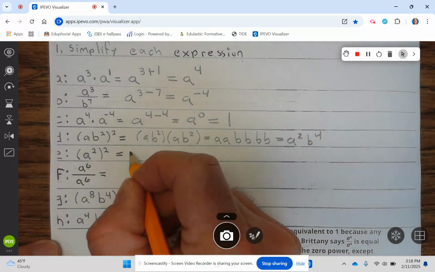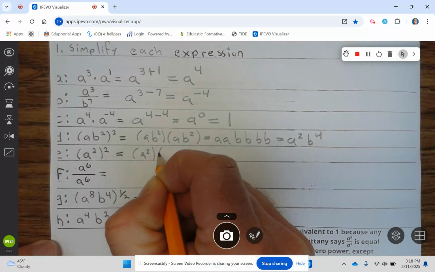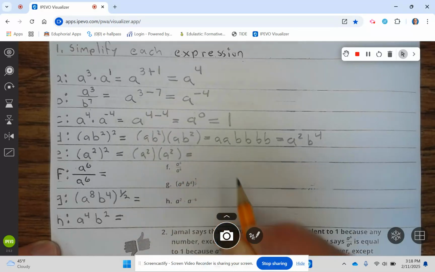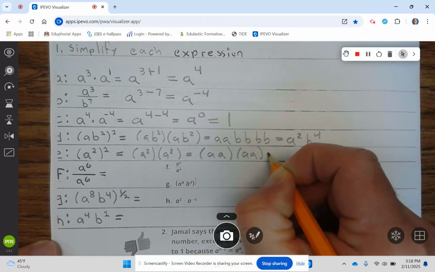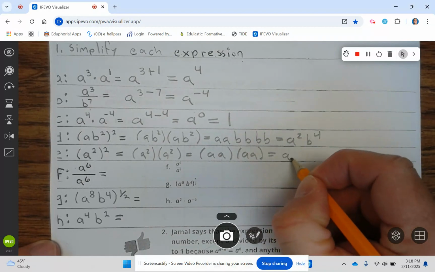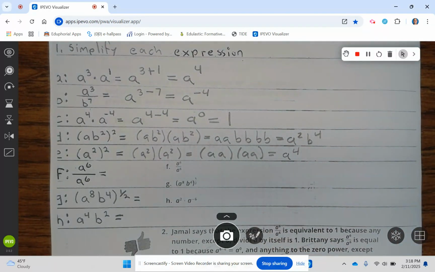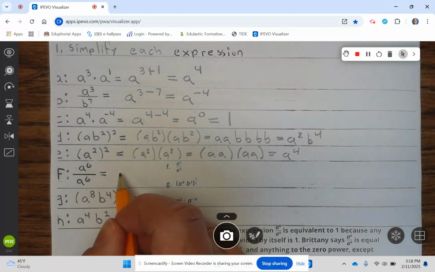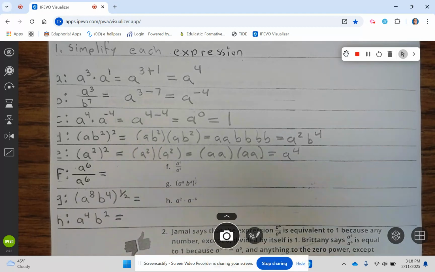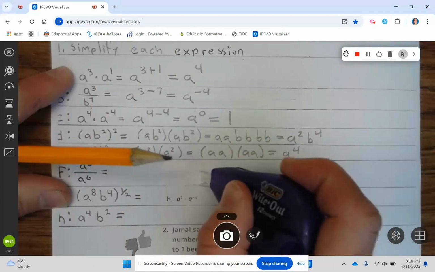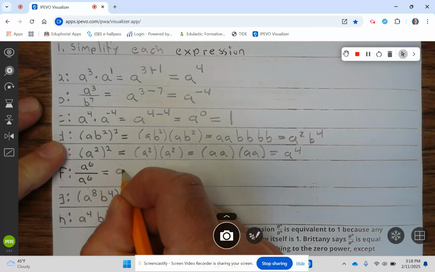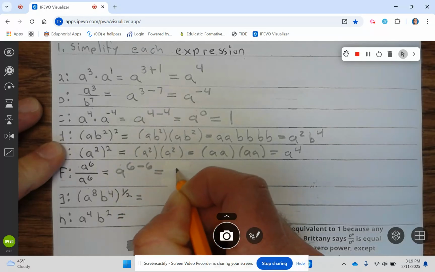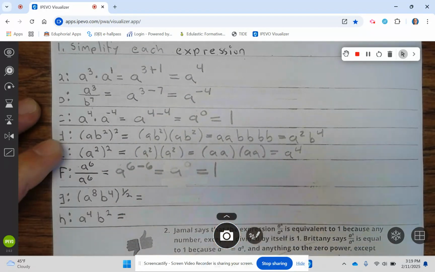Okay, A squared, that's A squared times A squared, which is A times A, which is 1, 2, 3, 4, so A to the 4th. Now, anything divided by itself is 1. And let's mark that out. But also we know that when you divide, you subtract. So that's A to the 6 minus 6, which equals A to the 0 power, which equals 1.